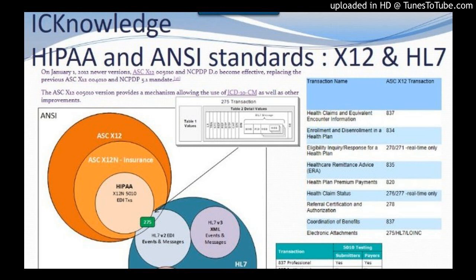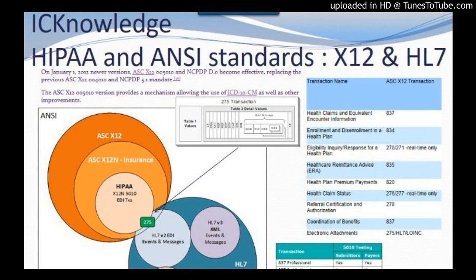What is HIPAA enforcement? HHS Office for Civil Rights is responsible for enforcing the privacy and security rules. Enforcement of the privacy rule began April 14, 2003 for most HIPAA-covered entities.